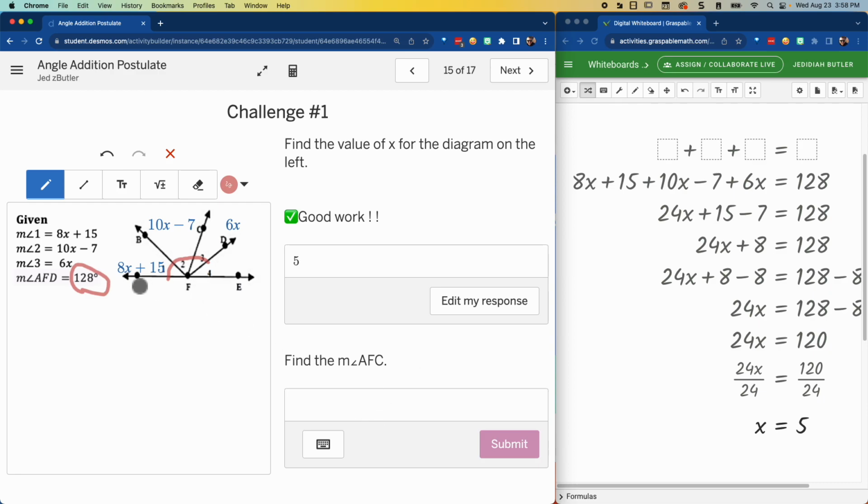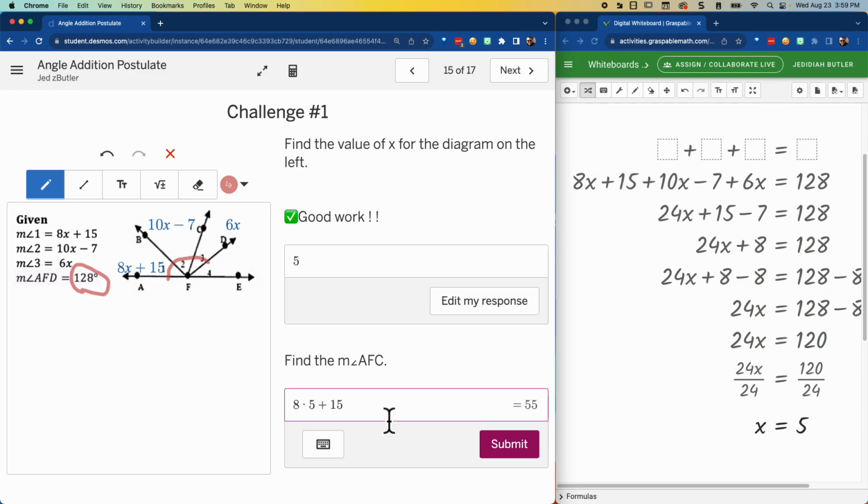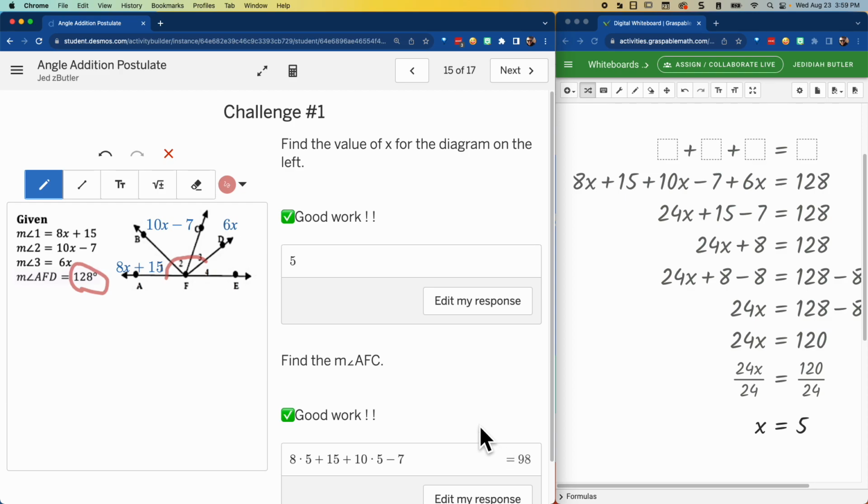Now, AFC is these two terms put together. So I'm going to have 8x plus 15 plus 10x minus 7. So that would be 8 times 5 plus 15. Now, if I were to submit that, that's not correct. That's only this first angle, but I want angles 1 and 2 put together. So I'm going to add on to it 10 times 5 minus 7. See the magic moment. Yay, we're done.